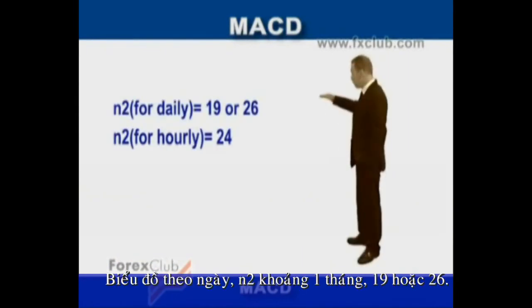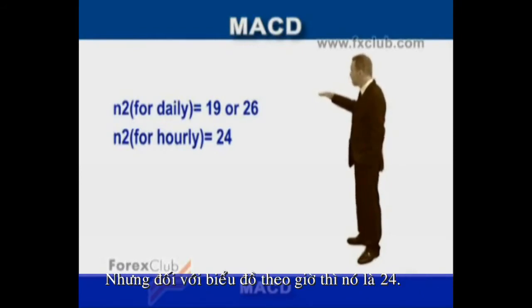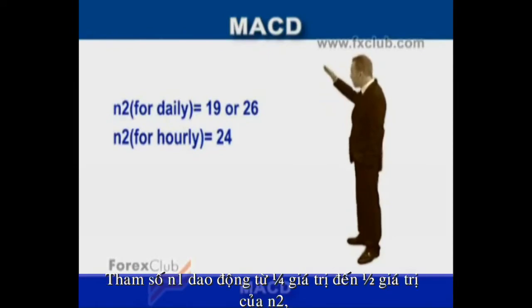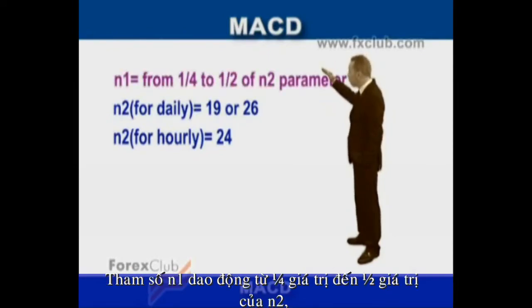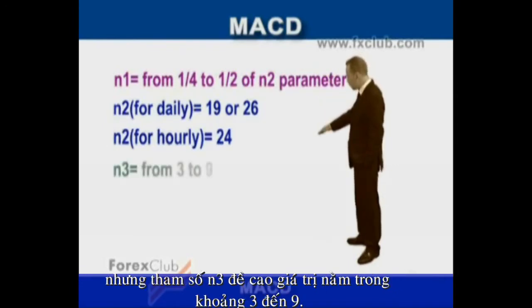For daily charts, N2 is around a month, 19 or 26. For hourly charts it's 24. Parameter N1 is between a quarter and a half of N2. The parameter N3, the signal line, is selected from a range from 3 to 9.